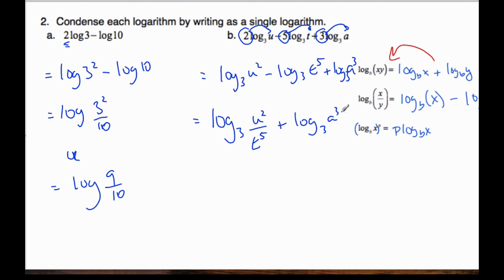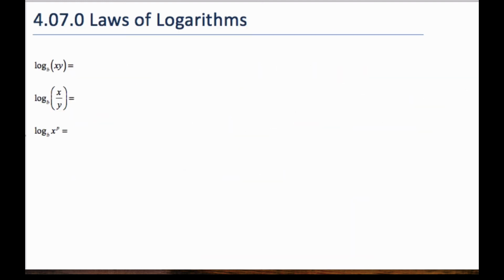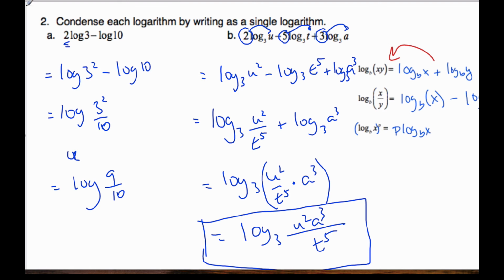And now I'm multiplying, so this a cubed is going to be multiplied by this argument here. So it's log base 3 of u squared over t to the 5th times a cubed. This is all a part of the logarithm. So if I simplify it, that a cubed ends up being on the top of the fraction. So it's u squared a cubed over t to the 5th. And that's using all the properties to simplify as a single logarithm. And that is where we're going to leave it here. Have some good practice. I'm going to make another video that proves the laws if you're interested.